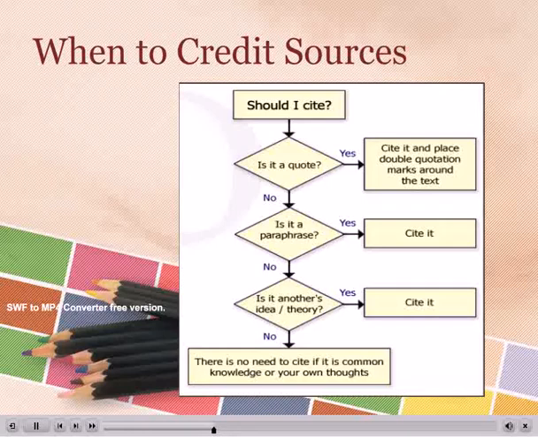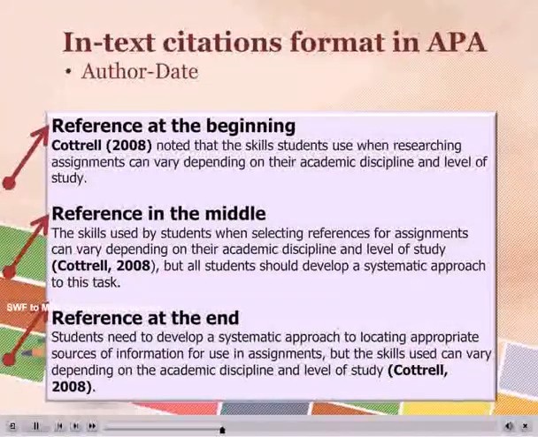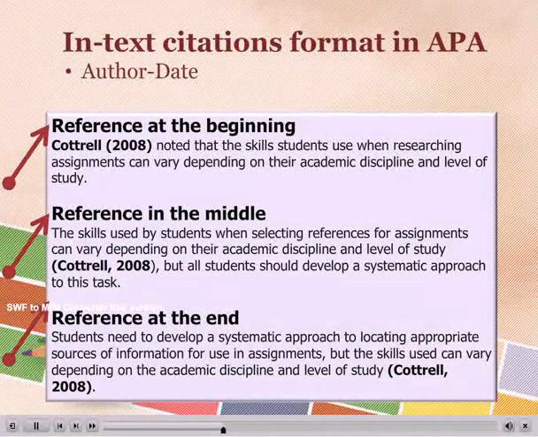If the passage is neither a quotation nor a paraphrase, ask, is it an idea that someone else wrote about? If it is, then you'll need to cite it as well. If the passage is not a quotation or a paraphrase or someone else's idea, but instead it's your own idea or words, then you do not need to cite that passage. Here are 3 examples of an in-text citation for a paraphrase.